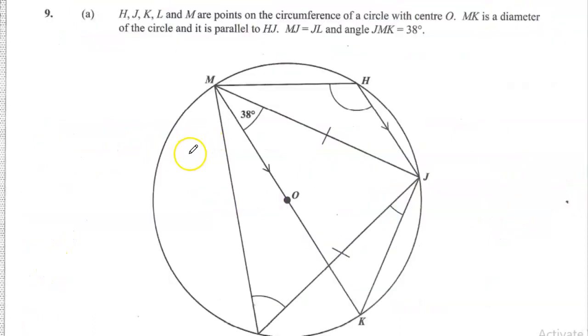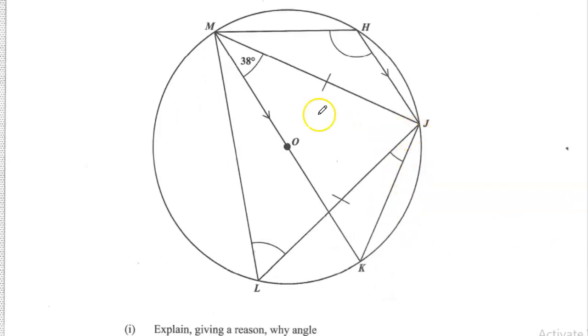So question 9 is a circle theorem problem. So what are we told now? O is the center, MK is the diameter, and MK is parallel to HJ. Where is HJ? Yes, HJ. And what else? MJ equal to JL. I guess MJL is an isosceles triangle since MJ is equal to JL.